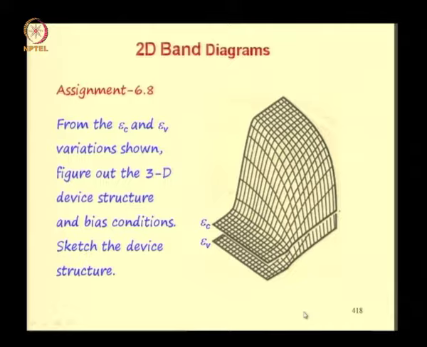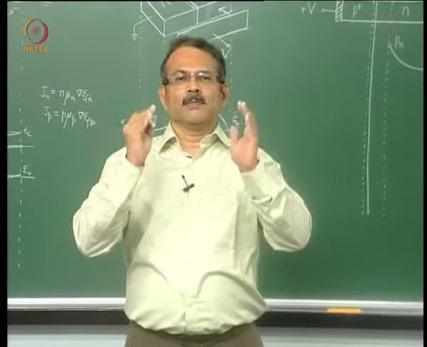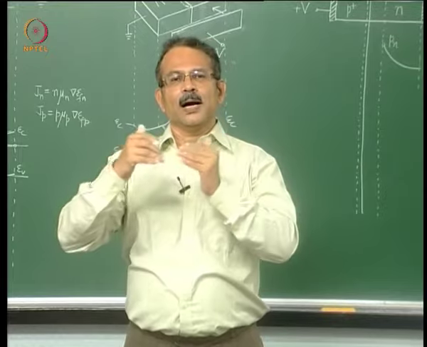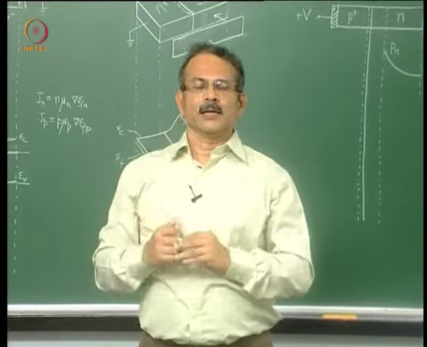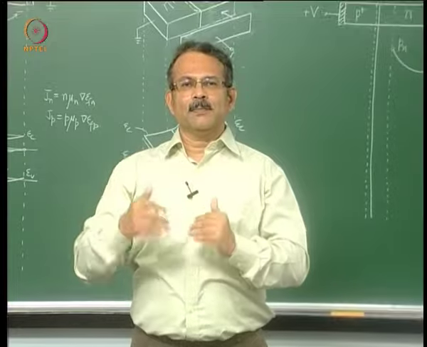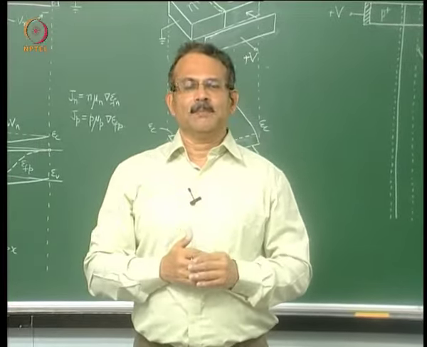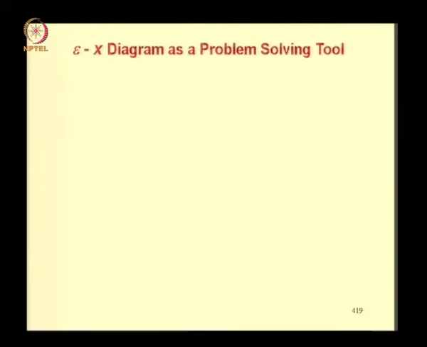So far what we have done is, we have been given a device structure and we have been given bias conditions and we have been asked to draw the band diagram. That is what we have done. In the assignment, you are being given the band diagram and you are being asked to figure out the device structure and bias conditions. Towards the end of the lecture, let us discuss the E-X diagram as a problem solving tool.